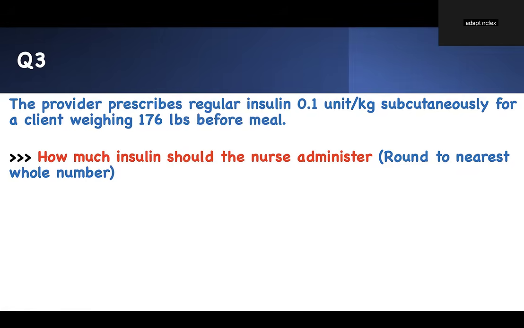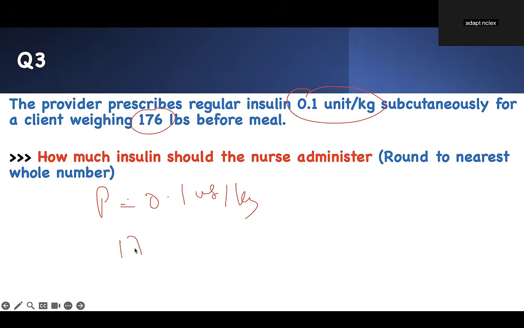This is a dose calculation strategy. If you've seen this question before, I'm going to make it easy for you. You may have seen it before and you think it's a hard question. Look at it. The provider prescribed 0.1 units per kilo to a patient who weighs 176 pounds before meal. How much insulin should the nurse administer? The first thing you need to do is convert the pounds into kilos, because the prescribed dose is 0.1 unit per kilo.